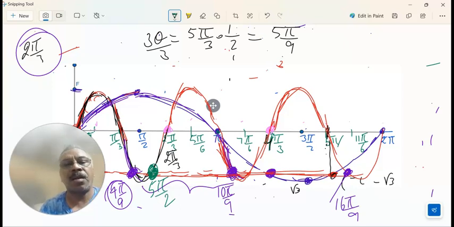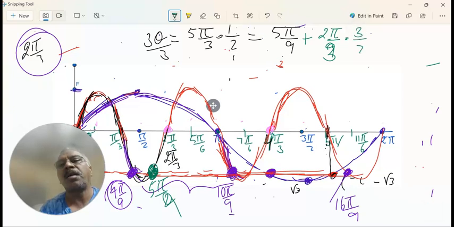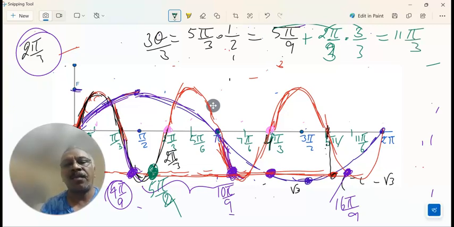And the next one you're adding is plus 2 pi by 3, which is the period of sine 3 theta. And when you do, you multiply 3 and 3, 3 times 2 is 6, 6 plus 5 is 11, you get 11 pi by 9. So where is that 11 pi by 9? This is that 11 pi by 9. See, from here to here, the period is 2 pi by 3.